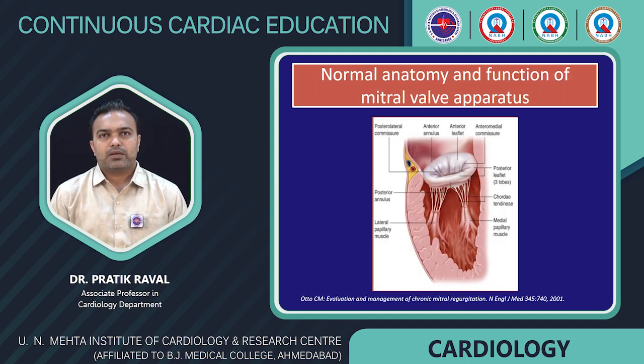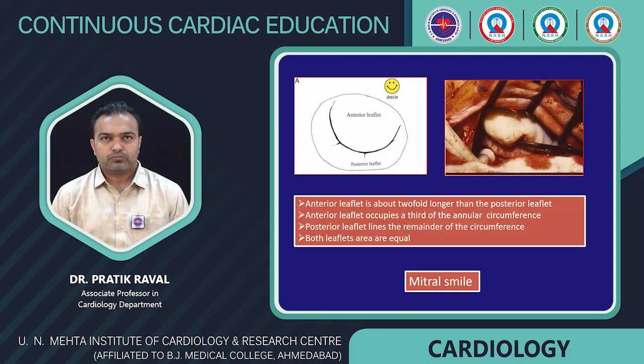So the mitral apparatus consists of anterior and posterior mitral valve leaflet, mitral annulus, chordae tendineae and papillary muscles. The anterior leaflet is about 2-fold longer and occupies around 1/3 of the circumference of the mitral annulus, while the posterior leaflet is shorter and occupies 2/3 of the mitral annulus circumference. Overall, the area of both the leaflets is equal.